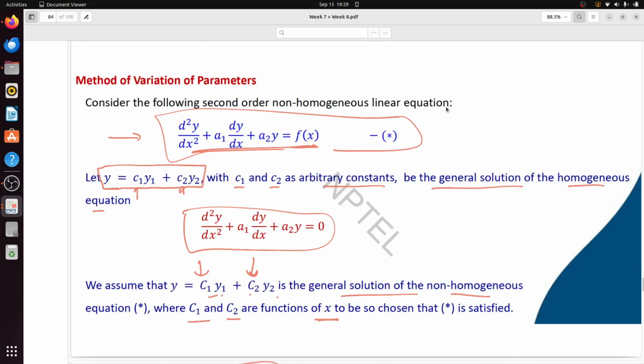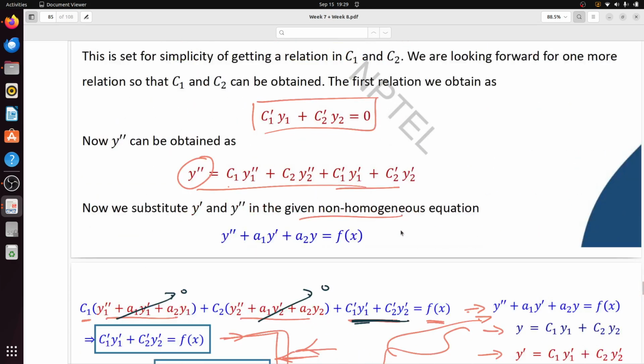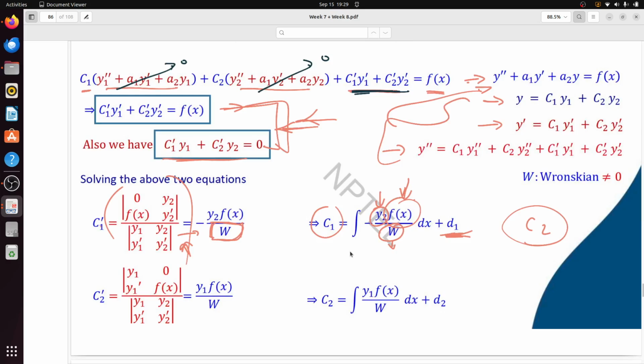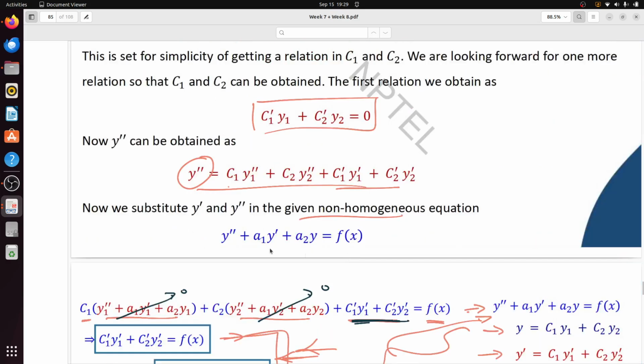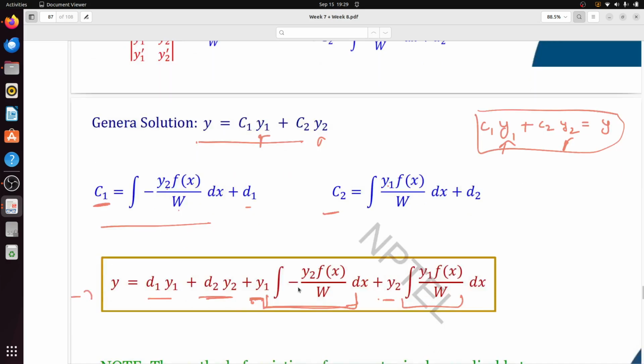Consider the following second order non-homogeneous linear equation. These are okay, variation of parameters. I think I have the proper theory, so I will not discuss the theory at first. If you have this type of differential equation, d2y/dx2 plus a1 dy/dx plus a2 y equal to f(x), then the solution will look like d1 y1 plus d2 y2, where d1 and d2 are arbitrary constants, plus y1 into minus y2 f(x) by w dx plus y2 into y1 f(x) by w dx. This w is nothing but the Wronskian.